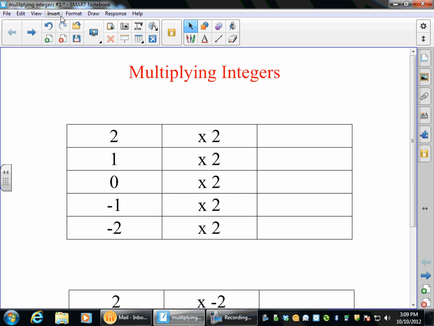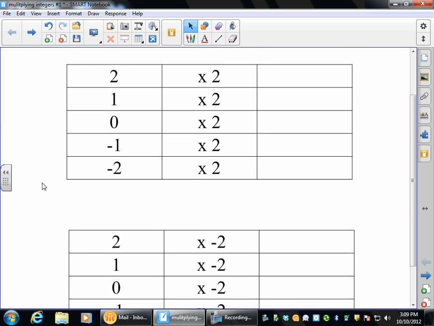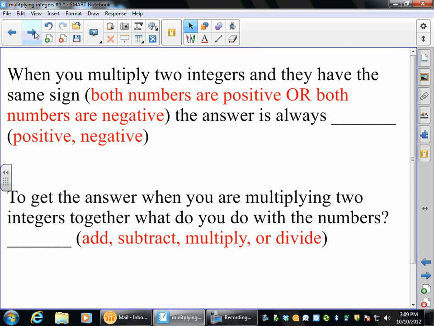Today we're going to go over multiplying integers, and as we do multiplying and dividing, we're going to try to get rules very similar to the ones we got for adding and subtracting. I'm going to go through a couple of charts in a minute. As I'm doing it, I want you to keep two questions in mind, the same as we did for adding and subtracting. We always want to know two things. What is the sign of the answer going to be? And what do we actually do with the numbers to get that answer?